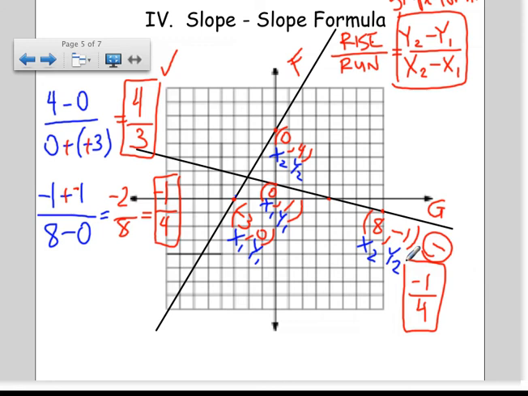So even though we're looking at a graph, you can see that I actually didn't need the graph to do this. All I really needed were the coordinate pairs to be able to find the slope of that line, which has its own set of advantages.